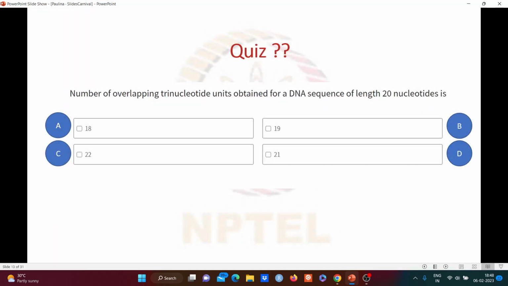And the second question is: number of overlapping trinucleotide units obtained for a DNA sequence of length 20 nucleotides. Once again, I'm repeating the question. The question is available in the Google polls on the screen as well. So, number of overlapping trinucleotide units that we can obtain if we have a DNA sequence of length 20 nucleotides.